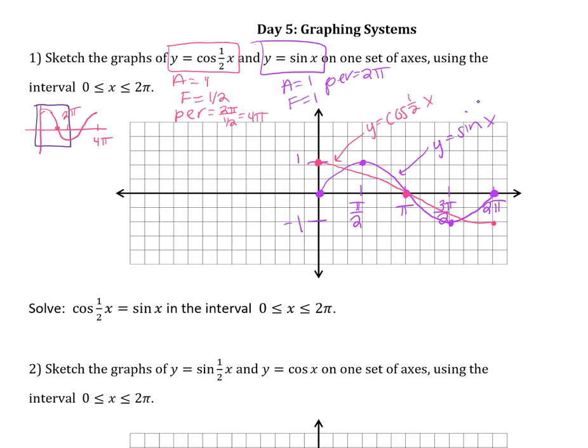Now it says on what interval are they intersecting, like what are the x values. I'm just going to ask you how many times they intersect, so ignore that question. How many times do you guys see them intersecting? I see 1, 2, 3 places. So if I ask how many values does sine of x equal cos of 1/2 x, the answer would be 3.